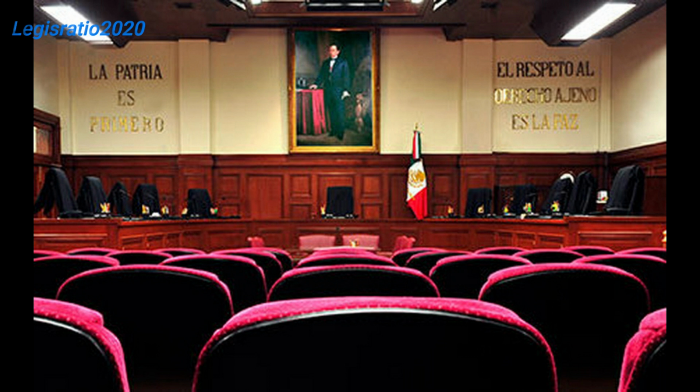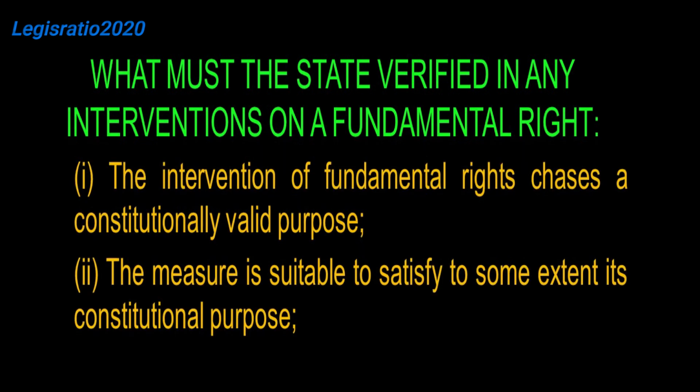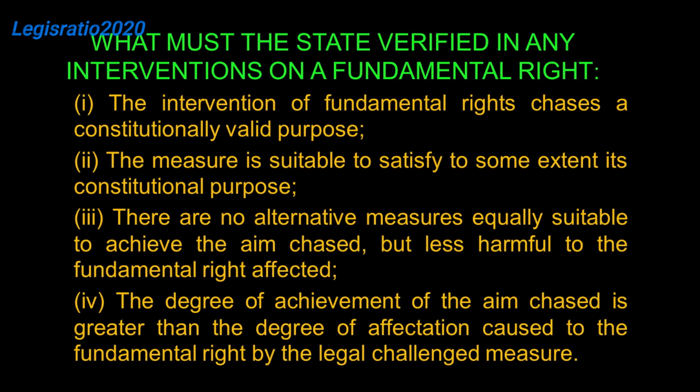According to the jurisprudence of the Third Room of the Supreme Court of Justice of Mexico, for any intervention on a fundamental right, it must be verified that the intervention serves a constitutionally valid purpose, that the measure is suitable to satisfy to some extent its constitutional purpose, that there are no alternative measures equally suitable to achieve the aim pursued but less harmful to the fundamental right affected, and that the degree of achievement of the aim pursued is greater than the degree of affectation caused to the fundamental right by the legal challenged measure.